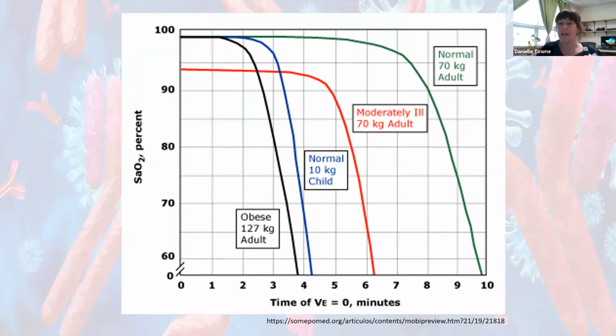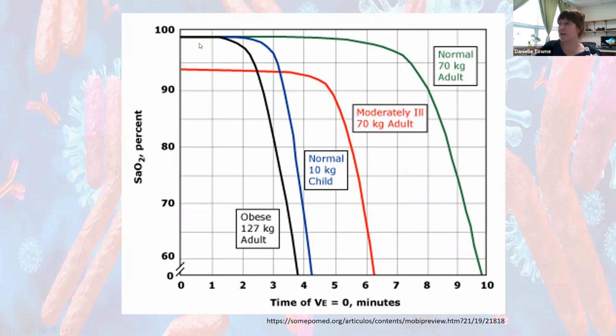Now, if we look at our red line, a moderately ill adult of the same size, so 70 kilos, which, let's be real, is not a very common weight for adults anymore, right? So we're talking about a pretty small, normal-sized adult, 70 kilos, moderately ill. You can see that they only have 3 to 4 minutes before they start to do this drop off. So that time is about in half. Still sounds like a lot of time, but when you're doing an intubation attempt, it doesn't feel like that much time. And some of these people aren't even going to last that long.